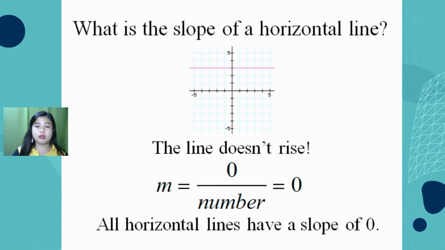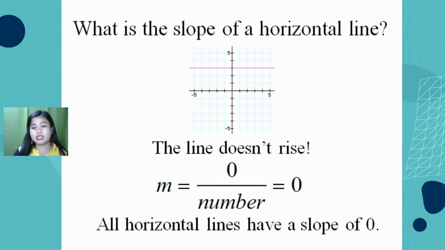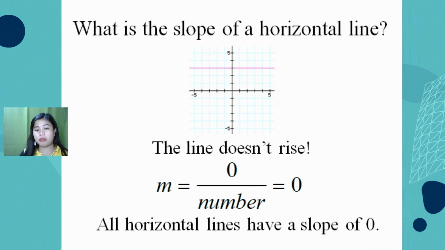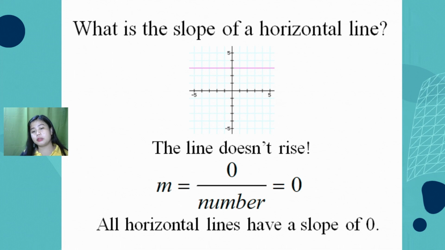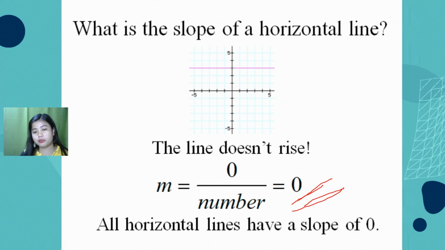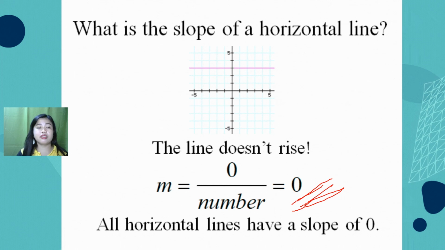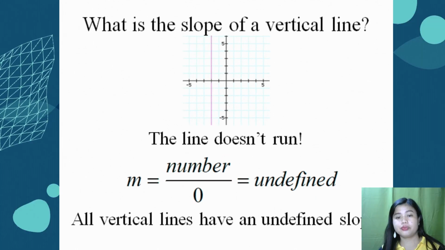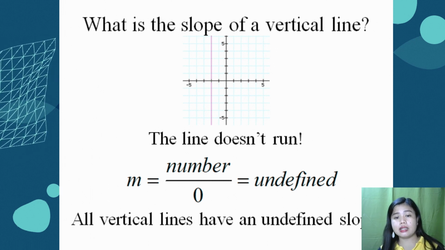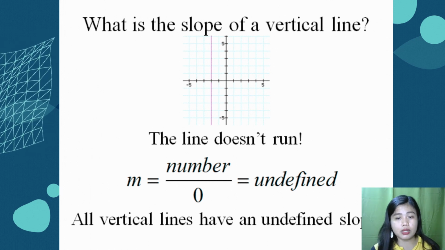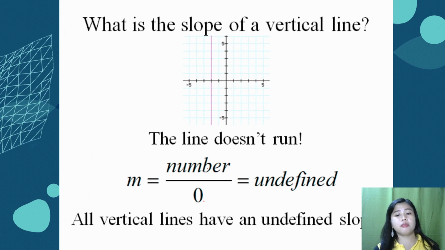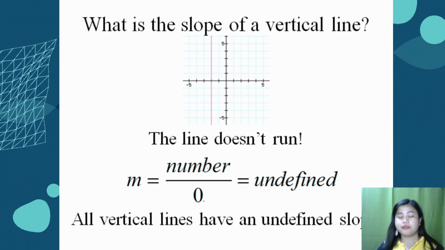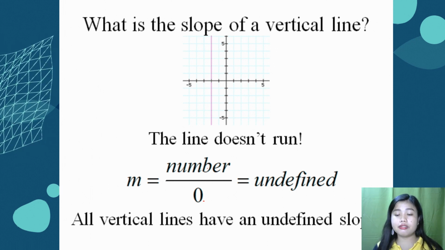What is the slope of a horizontal line? The line doesn't rise, so we have 0 over the number, so the slope is 0. Take note, the slope of a horizontal line is always 0. What is the slope of a vertical line? The line doesn't run. Wala tayong run. So, a number divided by 0 is undefined. So, take note, all vertical lines have an undefined slope.